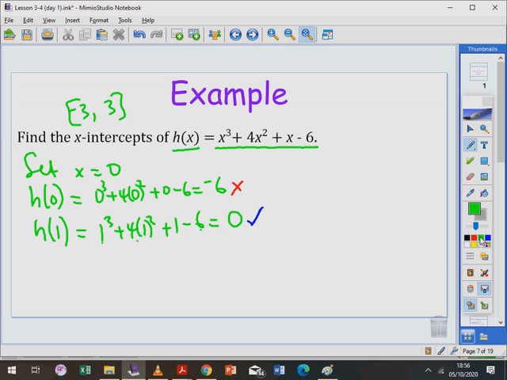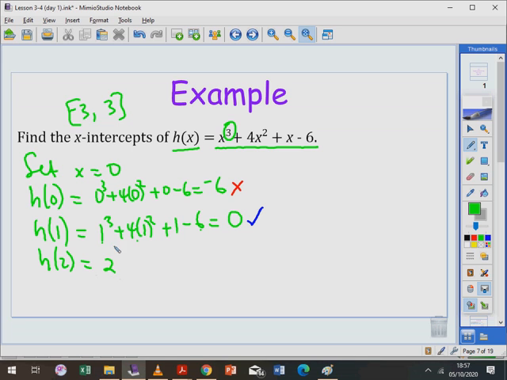So since this polynomial is of degree 3, I should expect at most 3 intercepts. So I'm not going to stop searching. I'm going to go on to the next one, which is 2. I'm going to try 2.